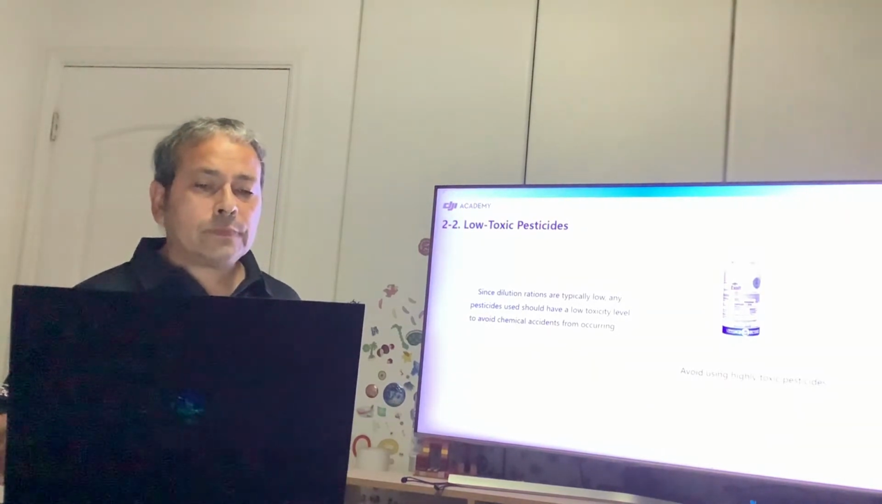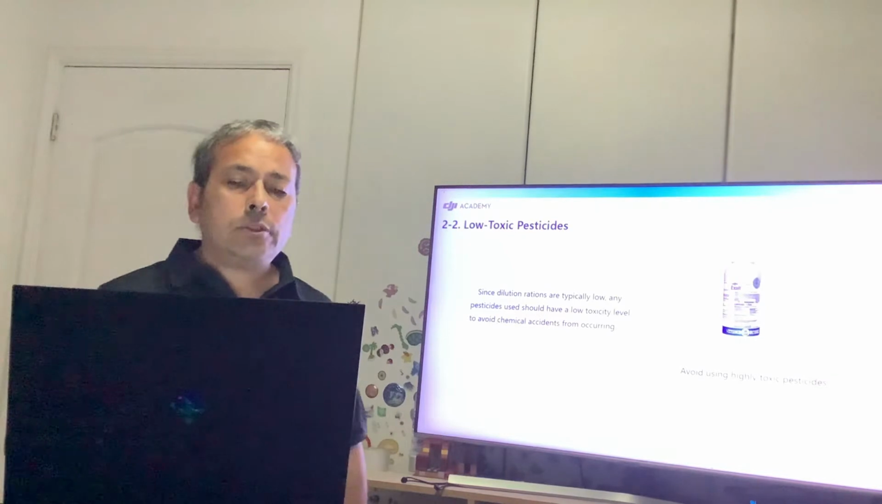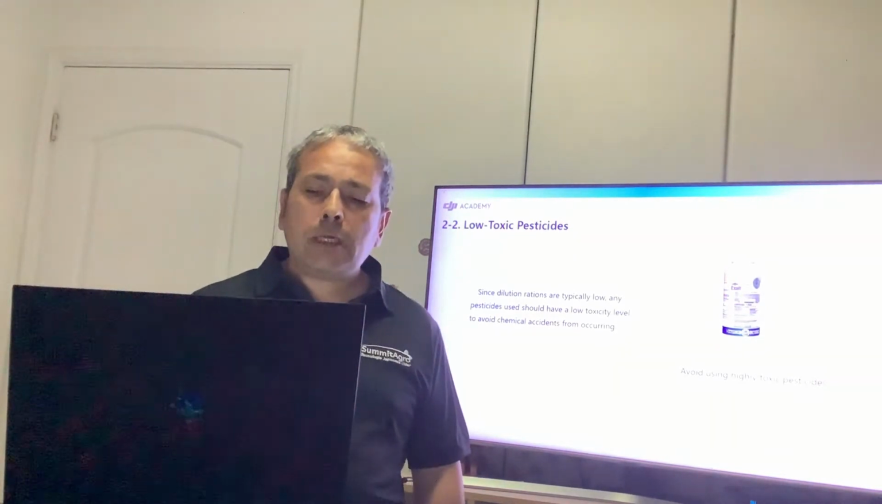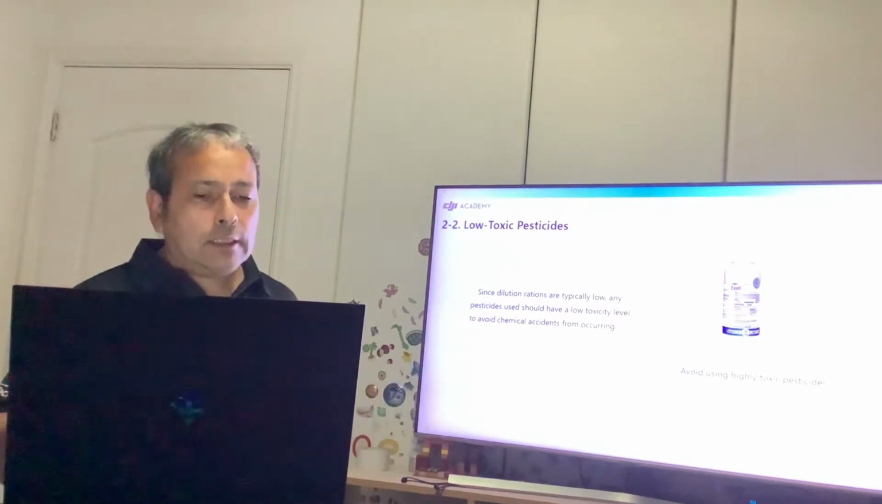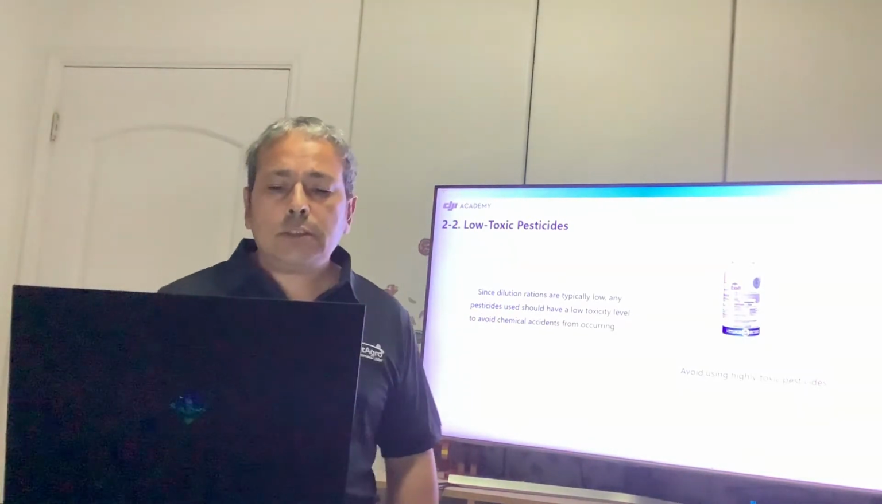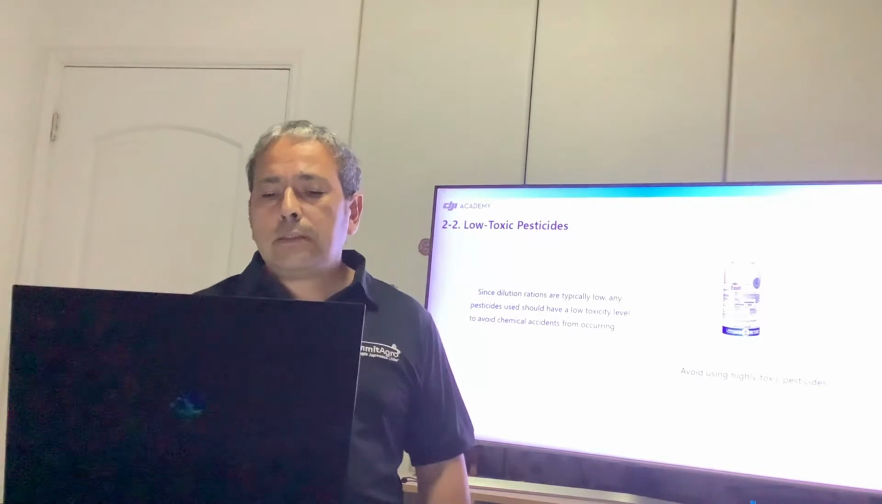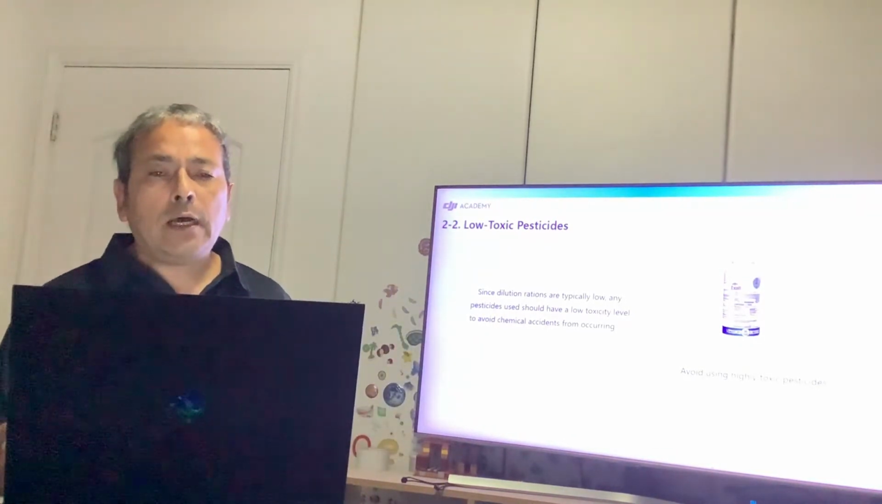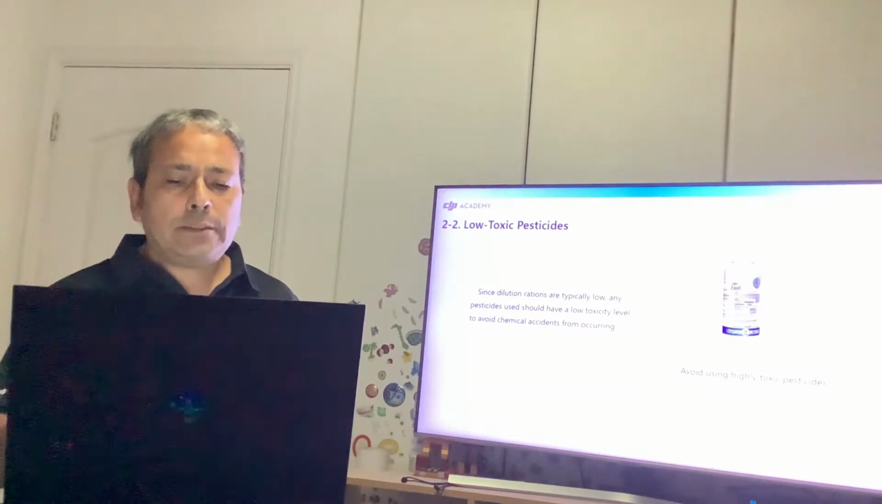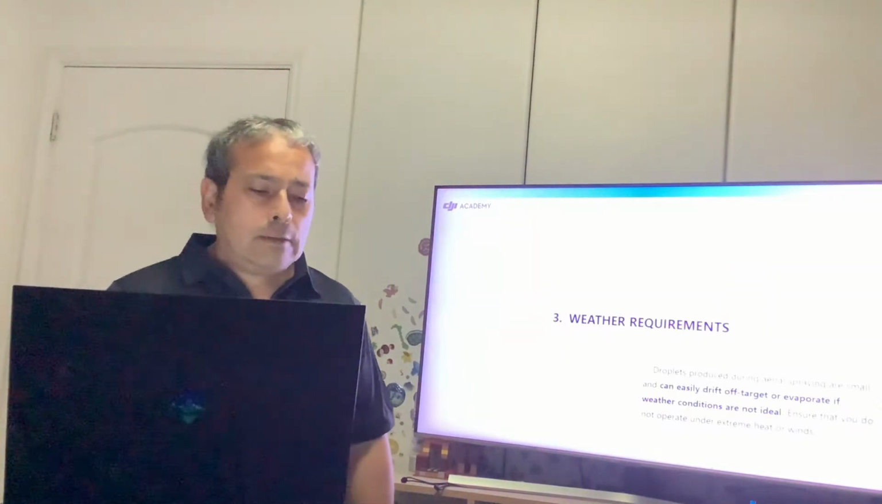Also, we should use low toxicity pesticides like blue labels. If we use high toxicity pesticides, it may be harmful to our body if we come into contact with the pesticides.